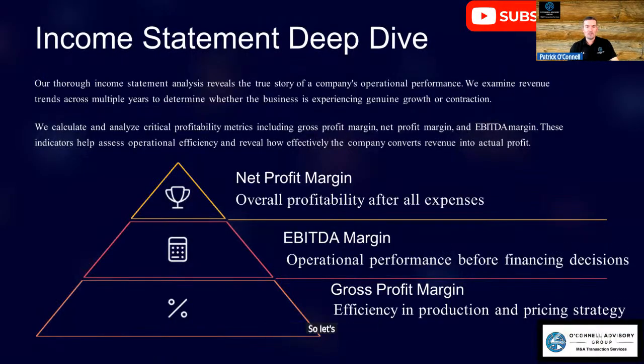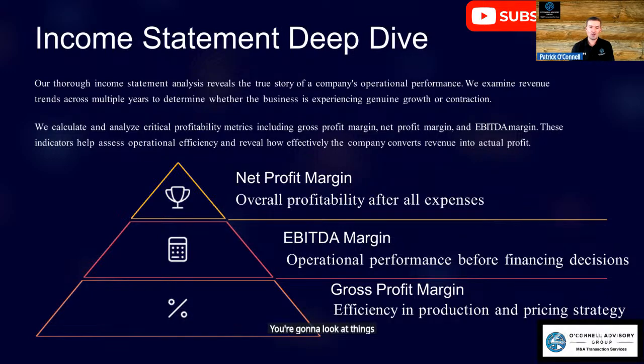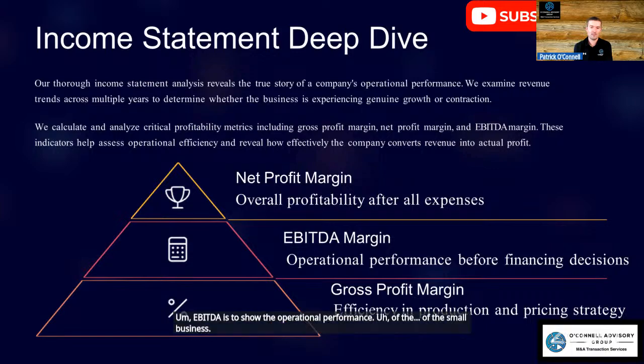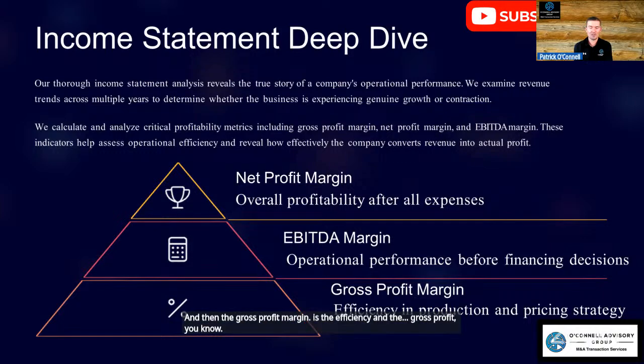So let's do the deep dive. Think back, what is the P&L really telling you? And it starts at the income statement level. The income statement deep dive is going to look at things such as the net profit margin, which is the overall profitability of the business you're looking at. You're going to look at things like the EBITDA margin. EBITDA is to show the operational performance of the small business. And then the gross profit margin is the efficiency in the gross profit, the revenues less the direct costs of the business.